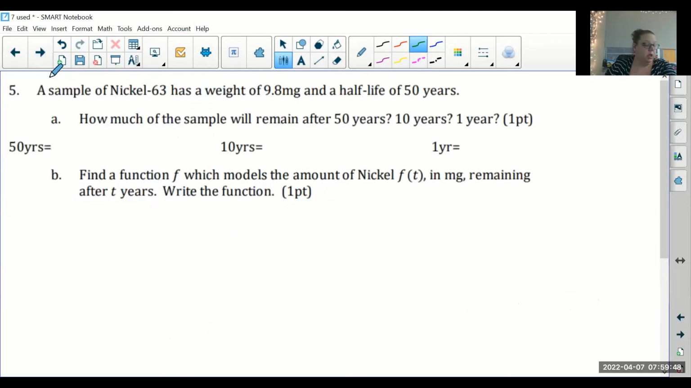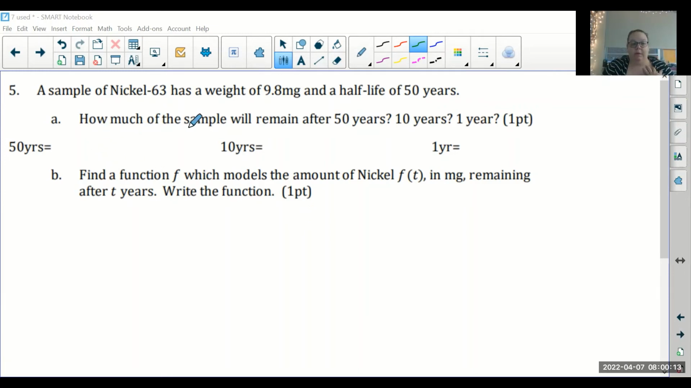All right, number 5. So this one says a sample of nickel 63 has a weight of 9.8 milligrams and a half-life of 50 years. So remember, a half-life means that it gets cut in half. So just to make it easier, if it says it's 100 milligrams and a half-life in 50 years means that 50 years later, it's going to be 50 milligrams, and then 50 years later, it's going to be 25 milligrams, and then 50 years later, it's going to be 12.5. So it keeps getting cut in half.